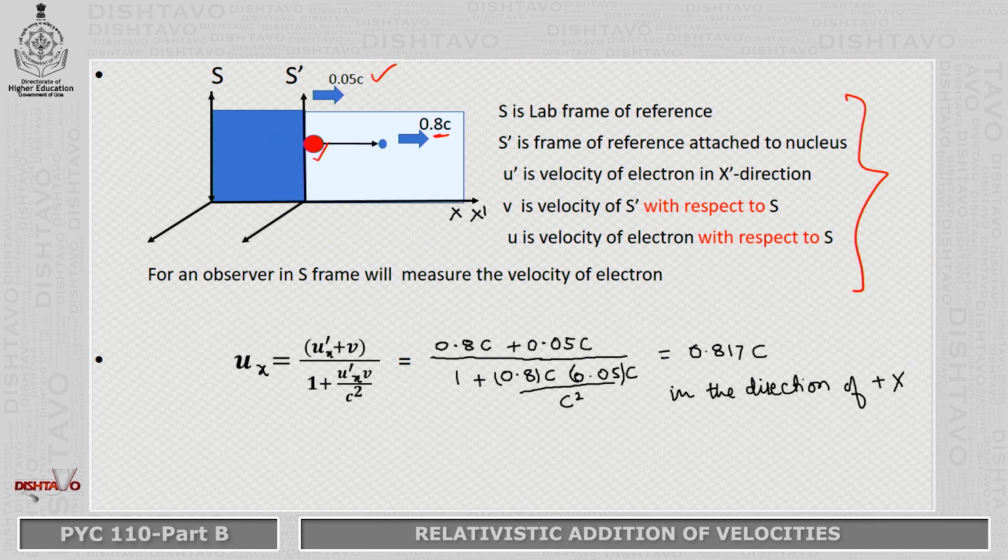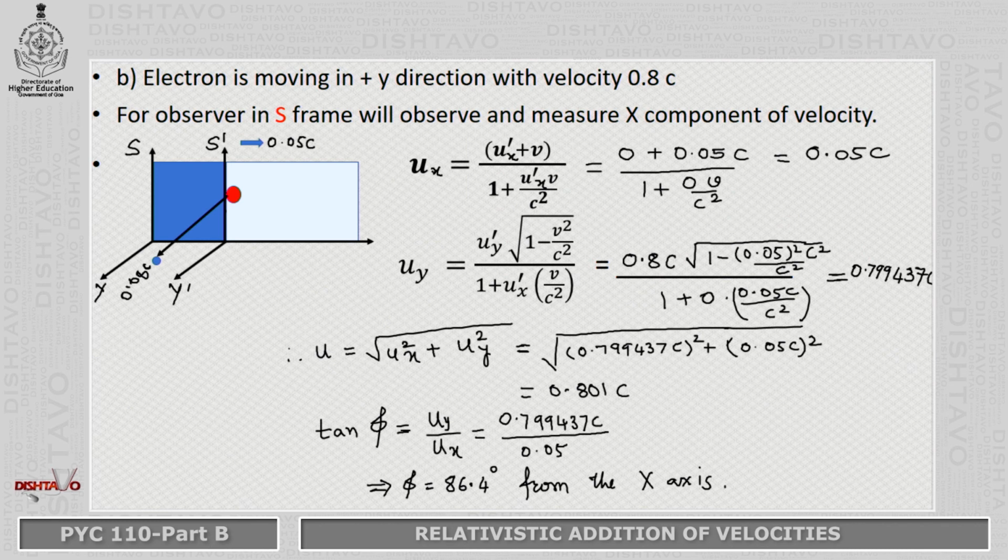this description. S is the lab frame of reference, S prime is the frame of reference attached to the nucleus, u prime is the velocity of the electron in the x prime direction, and v is the velocity of S prime with respect to S. This is very important. You should constantly note with respect to what the objects are moving, and then pick up the relevant transformation equation and substitute, and you will get the value. So, this is in the direction of plus x. This is a simple trivial case, that you can understand.